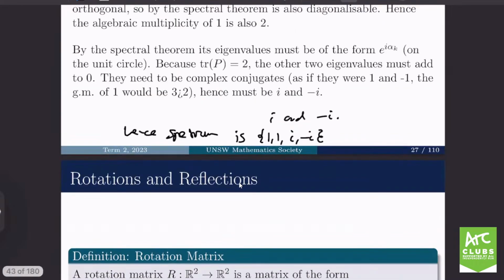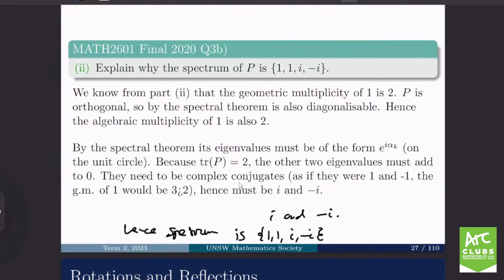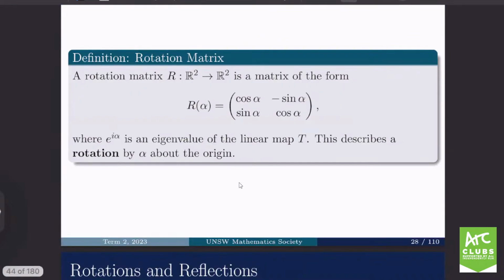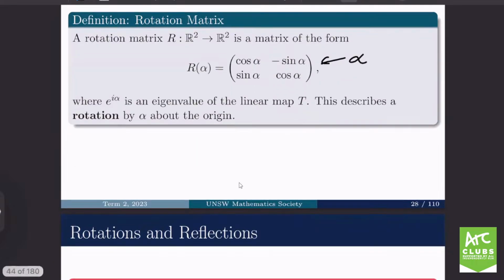Alright, so now let's move on to some applications of eigenvectors and eigenvalues. First we're going to look at a rotation matrix. A rotation matrix is of the form cos alpha, minus sine alpha, sine alpha, cos alpha. This rotates us by alpha radians. So e to the i alpha is an eigenvalue of this linear map. This corresponds again to rotation by alpha.